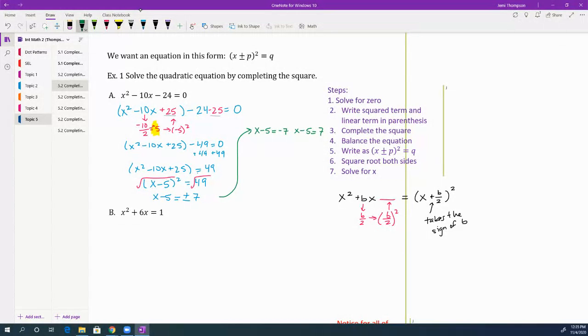I'm going to solve these two little mini equations. Add 5, and I get x equal to negative 2. Add 5, and I get x equal to 12. Now, seeing that for the first time is not supposed to be like, oh, I totally get it, right? It's not a lot of new stuff, but it's putting a lot of skills that we've practiced together into one big type of problem.